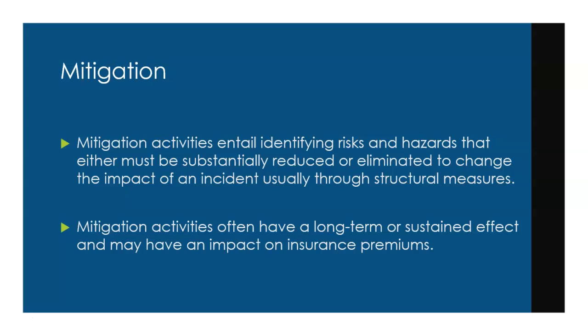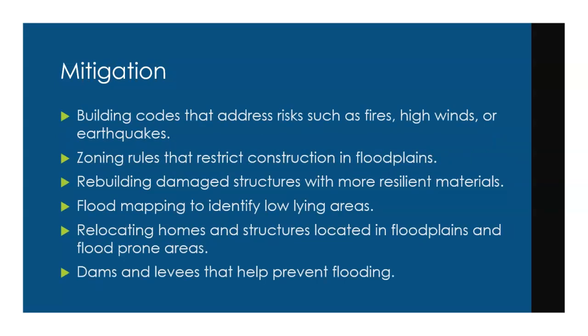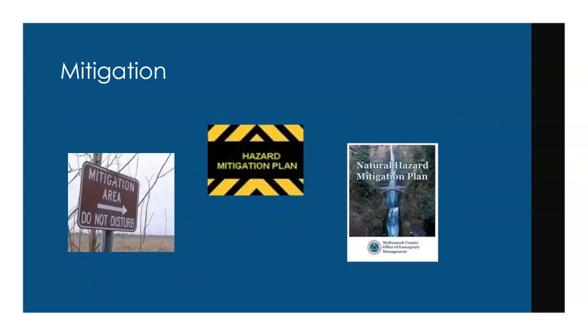As I was talking about a minute ago, things could go on at the same time. You could be building these mitigation processes and still respond to events and other things going on. So we're talking about building codes, maybe zoning rules that restrict floodplains, rebuilding damaged structures with more resilient materials, flood maps that identify low-lying areas and then not allowing people to build in those areas, and then maybe relocating people and homes out of floodplains and flood-prone areas. And a minute ago, I talked about dams and levees that help prevent flooding. So just a little process here. We're looking at areas that talk about hazard mitigation.